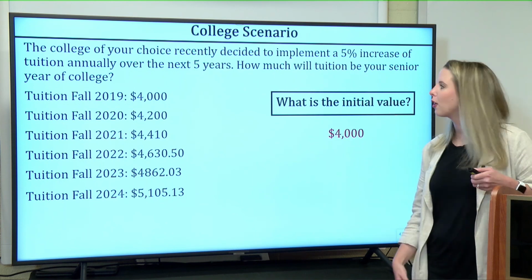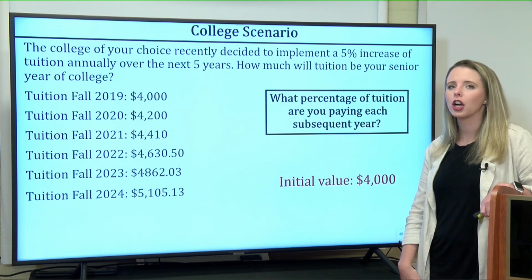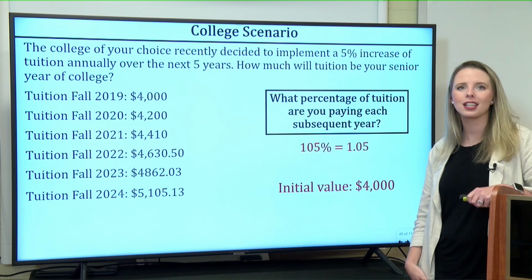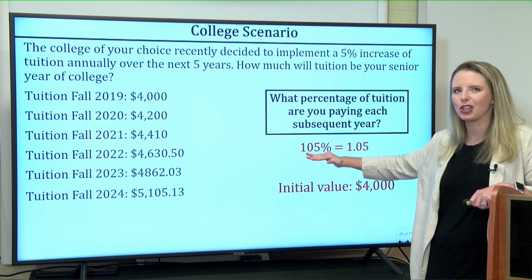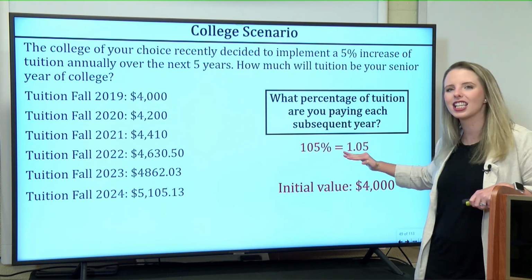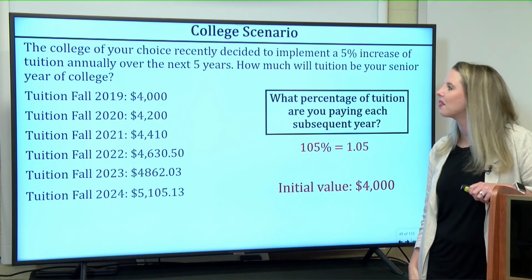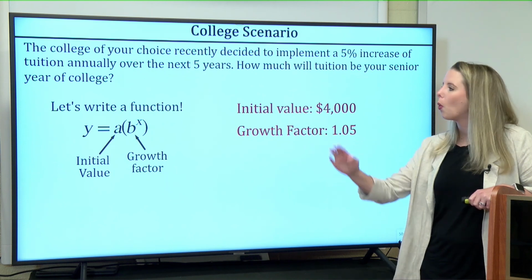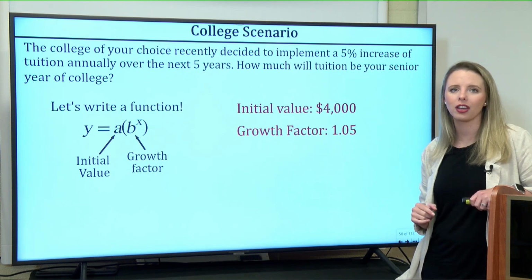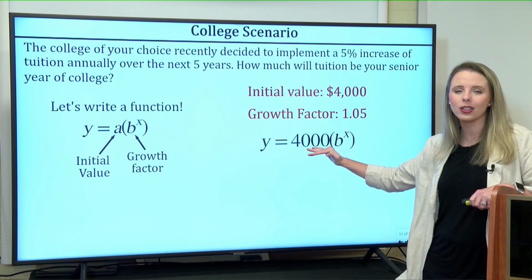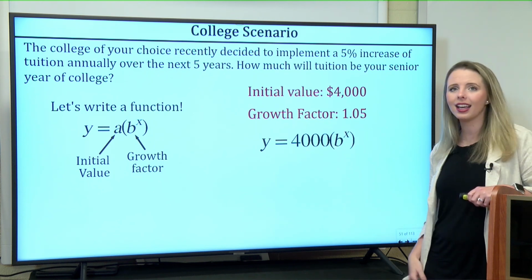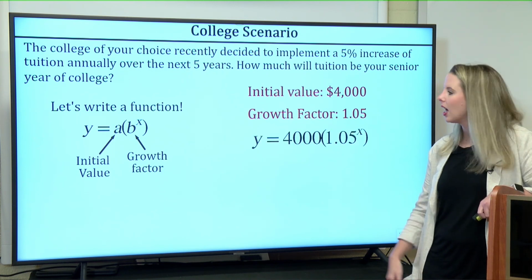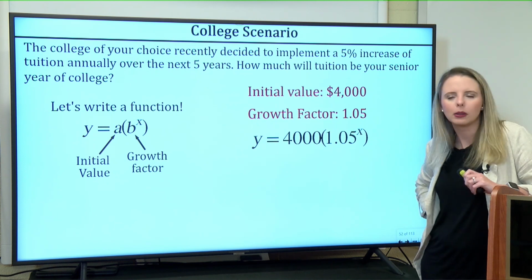Okay. We also need to know our growth factor. What percentage of tuition are you paying each subsequent year? That was 105%, right? But we know we can't write 105% in an equation. We have to write that in decimal form, so we're going to write that as 1.05. So we know our initial value, we know our growth factor, and we can write a function. Y equals a. A is our initial value. So y equals 4,000 times b to the x. B is our growth factor. What was our growth factor? 1.05. Lastly, x. What is x?